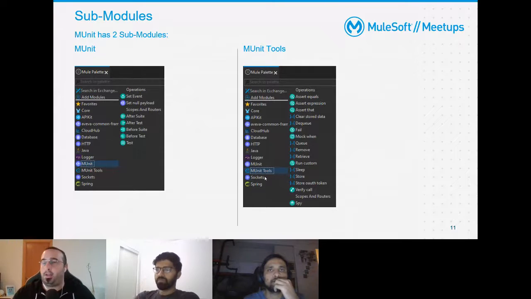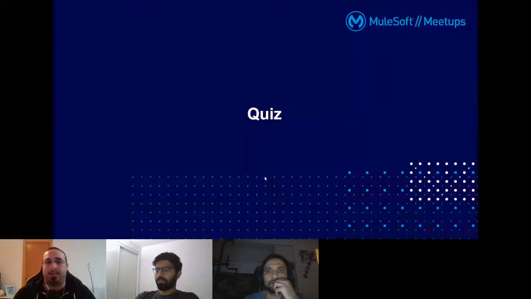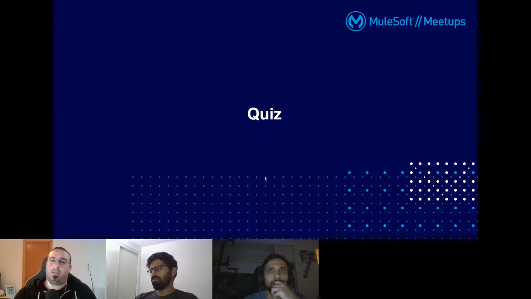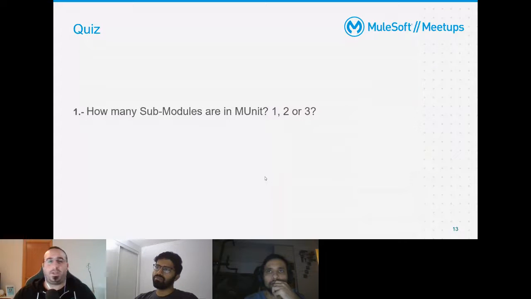But first, we have our first quiz. So here you have some chances to get these famous vouchers. Please write your answer in the chat, and let's see what happens. Okay. So first question: how many submodules are in MUnit? 1, 2, or 3? I'm going to give 10 seconds so everyone can answer.